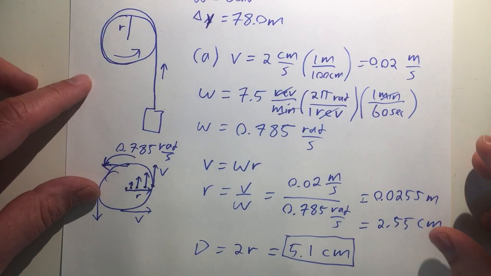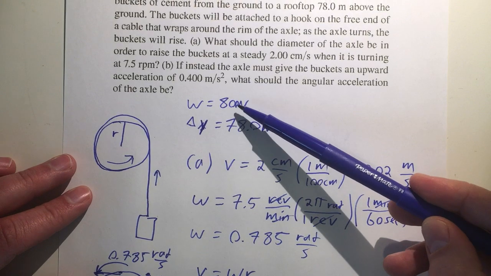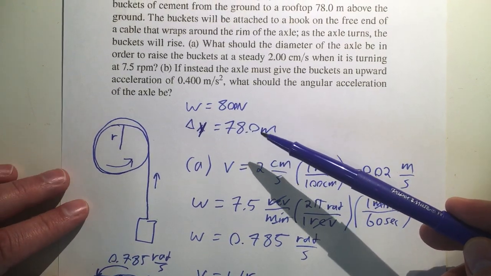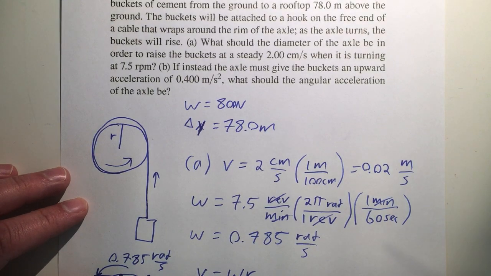Okay, for part B, just note for a second that they told us the weight of the bucket and how far it was traveling. We didn't need that information at all. That was kind of extraneous information here to solve that.